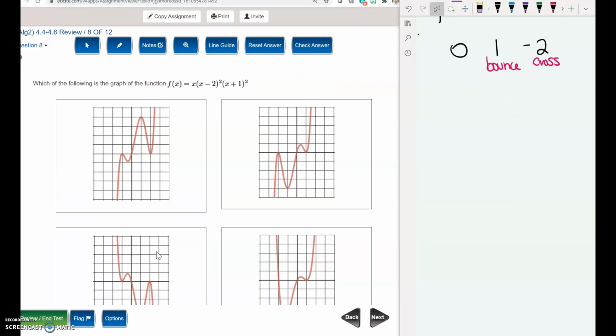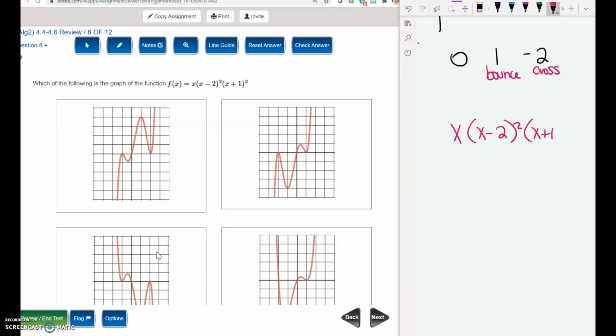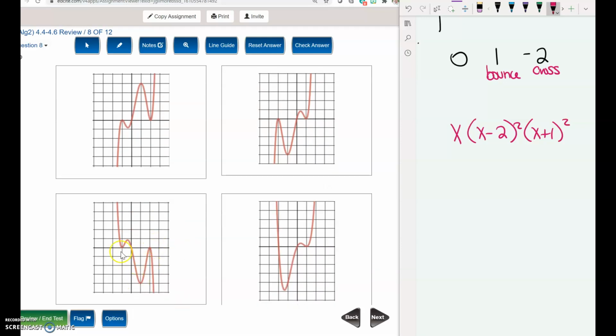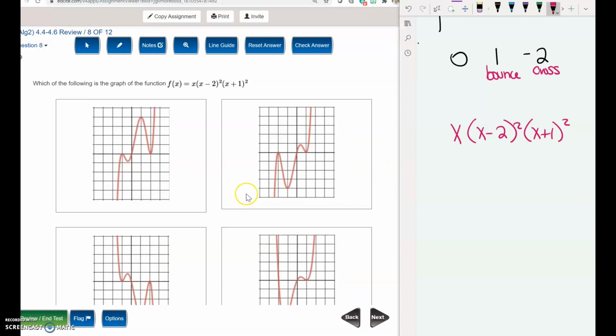Okay, this one, I notice that it's a positive x in front, which means that the right side is going to point up. So I automatically know that it's not this example down here on the lower left. It has to be one of the other three because the right side has to point up.